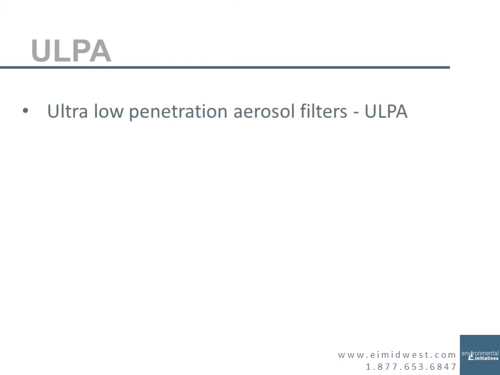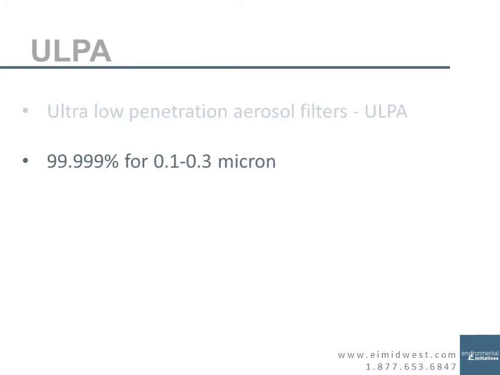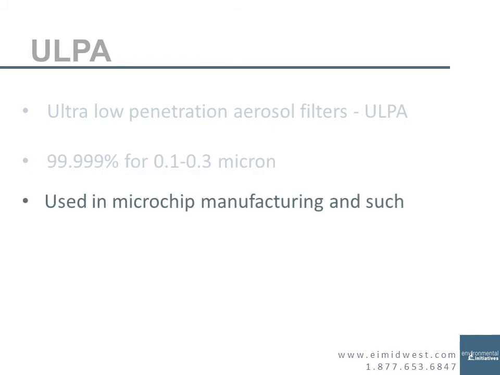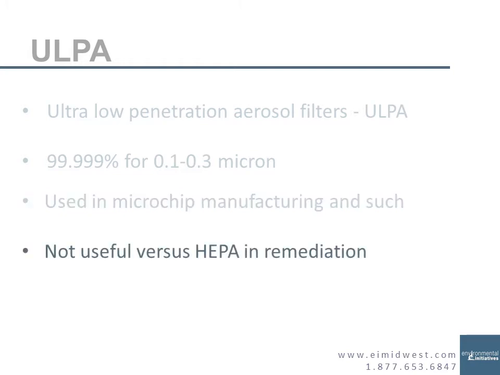All right, another type of filter you might occasionally hear about is called the ULPA, the ultra low penetration aerosol filter. These are better than HEPA, 99.999% for microns between 0.1 and 0.3. We don't need these in our industry. This is simply a level of filtration that we just don't need. They're used in microchip manufacturing and other types of industry that require that sort of clean air. But we don't use them.